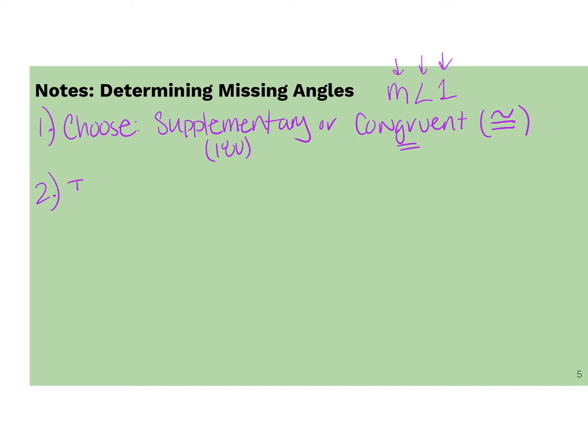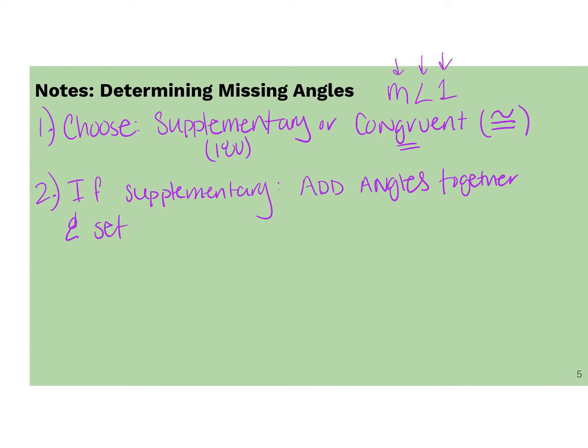Once you figure that out, if they're supplementary, make sure you're writing your steps down. Please don't just watch. If they're supplementary, you are going to add the angles together and set equal to 180, because that's what supplementary means. It means if you put both of those angles together, they're going to equal 180.